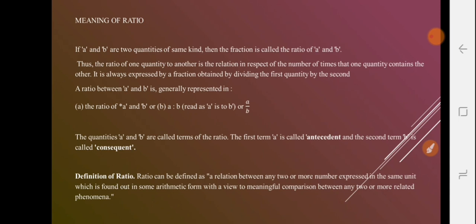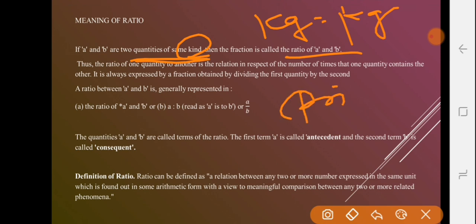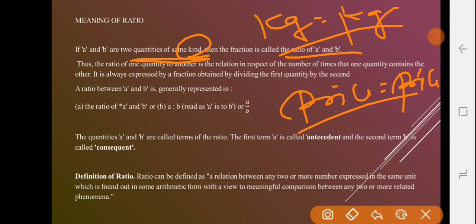So here ratio means if A and B are two quantities of same kind, then the fraction is called ratio of A and B. So that means to say something is a ratio, it should be of the same kind. Whatever you are comparing should be the same one. If you are comparing with kg, you have to take another one also with kgs only. Or if you are comparing with the price, it has to be price for the same. With different items you are comparing with the price, kgs or time, whatever it may be, it should be of the same kind. That is termed as ratio.